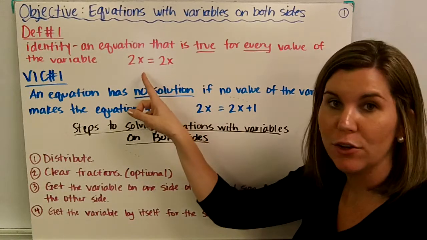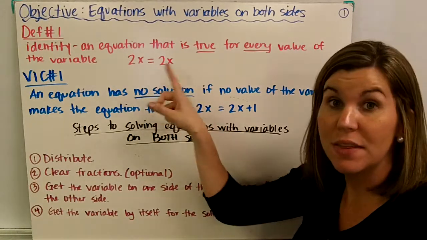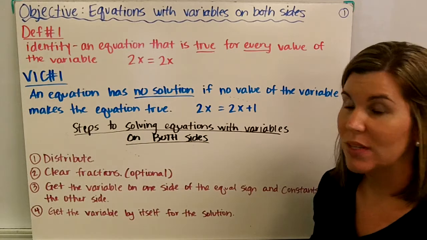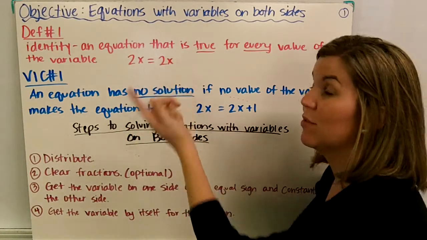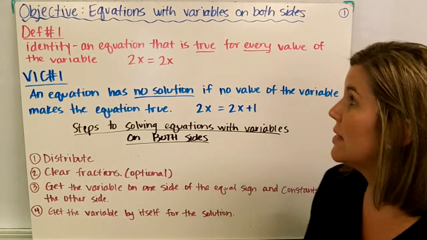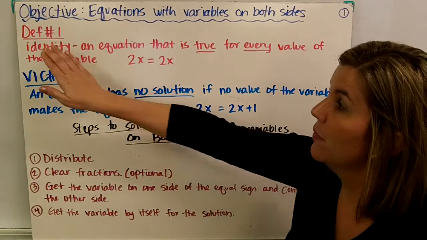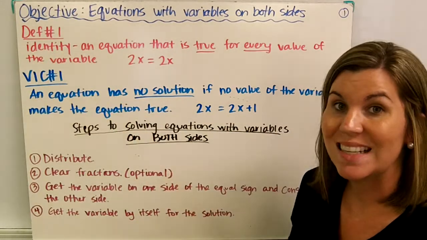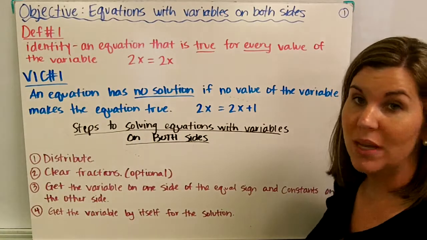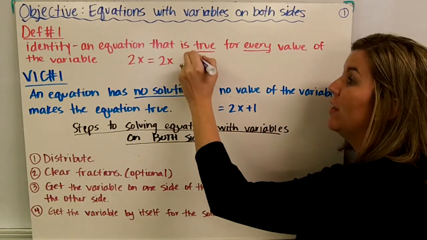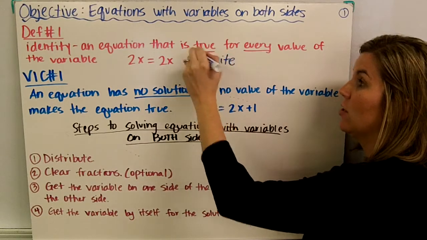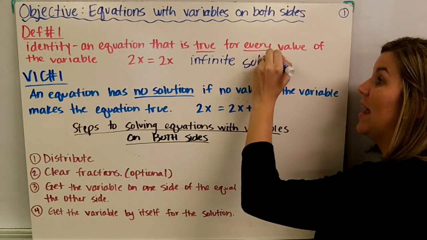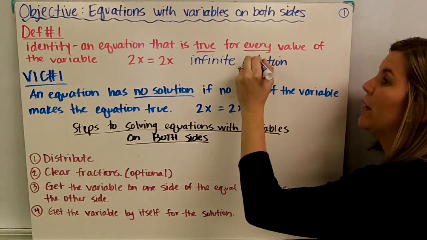No matter what value you plug in for x, the equation is going to be true on both sides. So if x is 4, 2 times 4 is 8, 2 times 4 is 8, 8 is always equal to 8. So we say that this equation is an identity. It also means that there are an infinite number of solutions. Infinite solutions. That means x could be any real number.